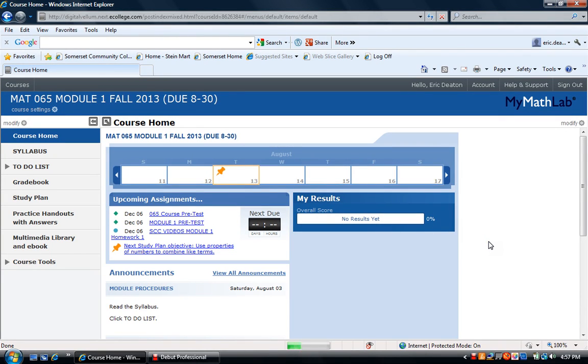Let's look at a module in a syllabus for the redesign classes. I will actually go over the 065 module 1. The 55 and 85 classes are very similar. 55 and 65 have 7 modules.